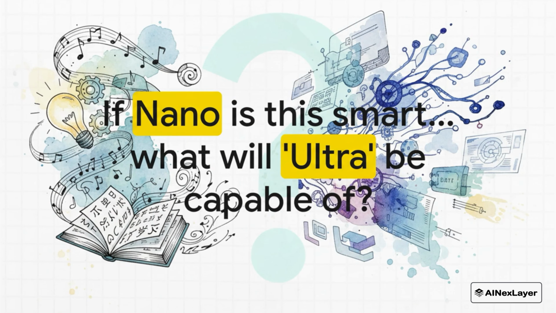And that really brings us to the final mind-bending question. We've seen that this little nano version is creative, worldly, and a surprisingly nuanced thinker. So if Nano is already this smart, what in the world is Ultra going to be capable of? That is definitely something to think about.